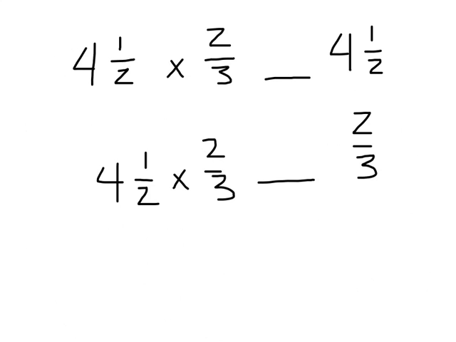Let's look at an example. If I multiply 4 and 1/2 times 2/3, is that going to be greater than 4 and 1/2 or less than 4 and 1/2? First, am I multiplying by a proper fraction, a fraction equal to 1, or a fraction greater than 1? I'm multiplying by a proper fraction, a fraction less than 1. So what happens to my product? It's going to be less than 4 and 1/2.